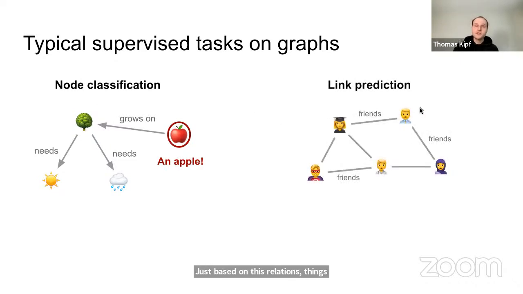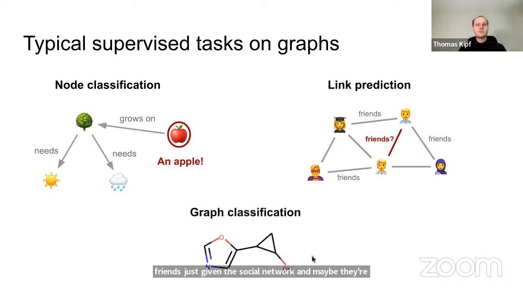Link prediction is another very important task that operates not on the nodes, but on the edges, on the links between two nodes. For example, we have this little social network here where we know certain people are friends with each other. But then the question is, are these two people also friends? Just given the social network and maybe the node features that we have about them.